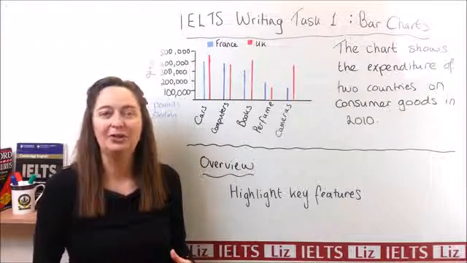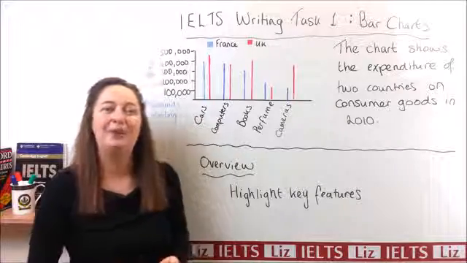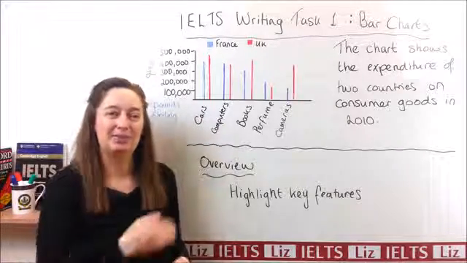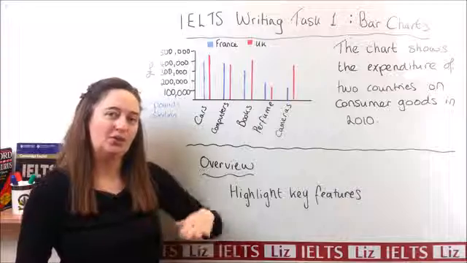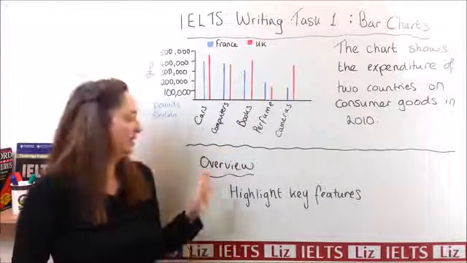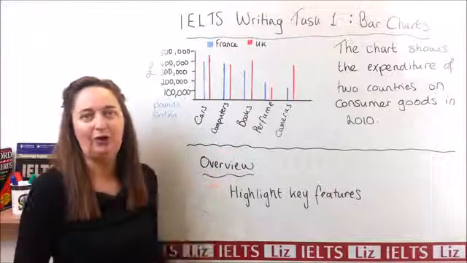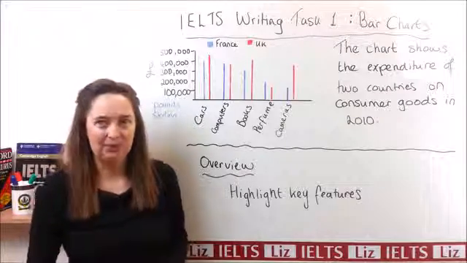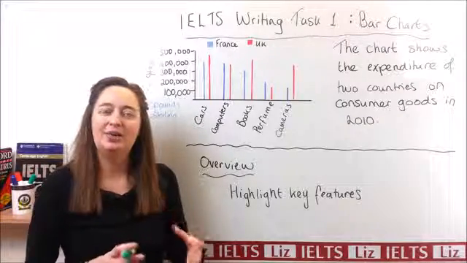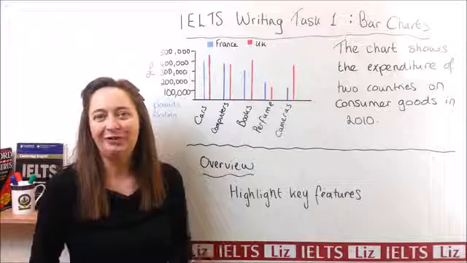If you have an overview, that's band score 6. If you have a clear overview, that's band score 7. So your band score will go up depending on this overview. So very important. Now, before I show you how to write your overview, let's have a look at what the key features are.